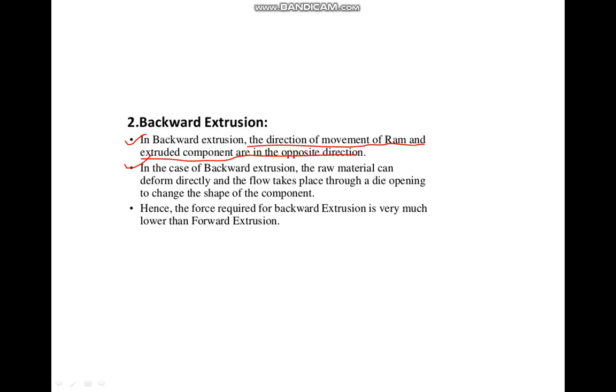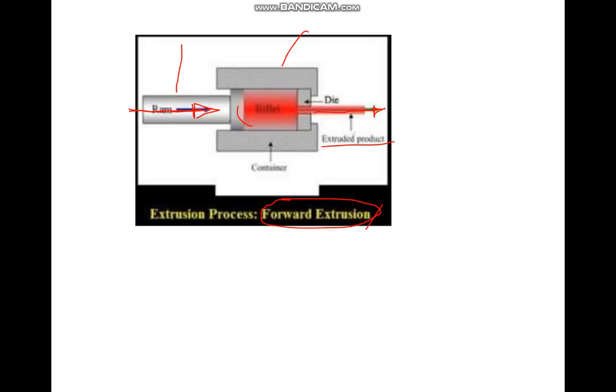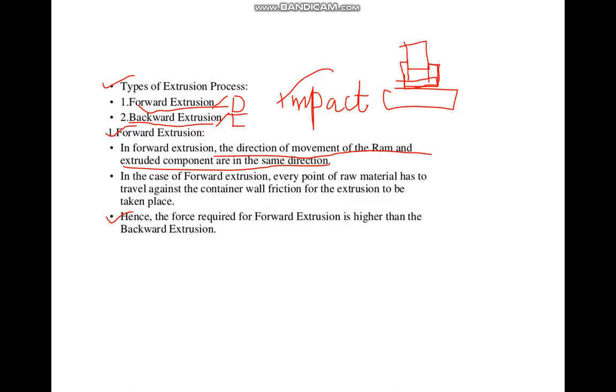In this case, raw material can deform directly and the flow takes place through a die opening to change the shape of the component. The force required for backward extrusion is very much lower than forward extrusion. In forward extrusion more force is required; if you observe this diagram, there is more friction between the container and the billet surface. More frictional force is there, so that's why more force is required in forward extrusion.